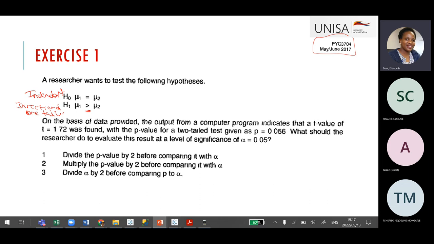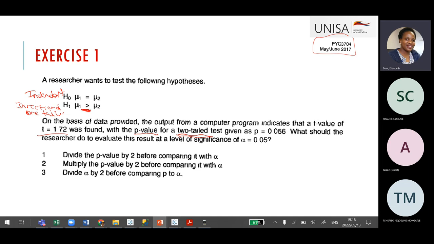On the basis of the data provided, the output of the computer program indicates that the T value of 1.72 was found with the p value of a two-tailed test. You can see there, right? Two-tailed test. And here we have a one-tailed test given as p of 0.056. What should the researcher do to evaluate this result at the level of significance alpha? So now they gave you a two-tailed p value, but the researcher is testing for a one-tailed test.